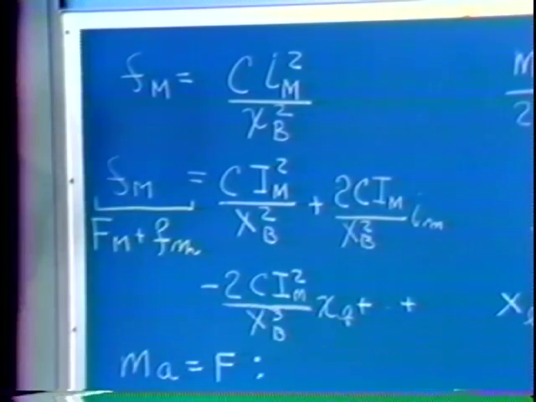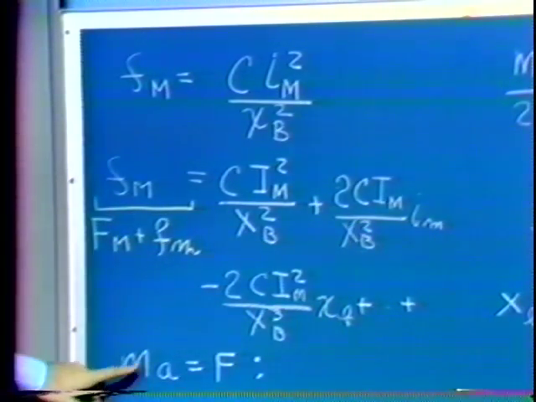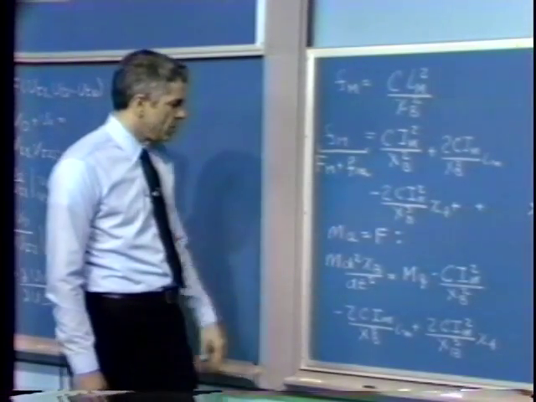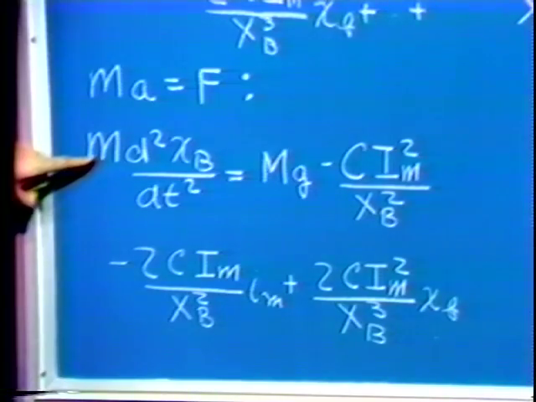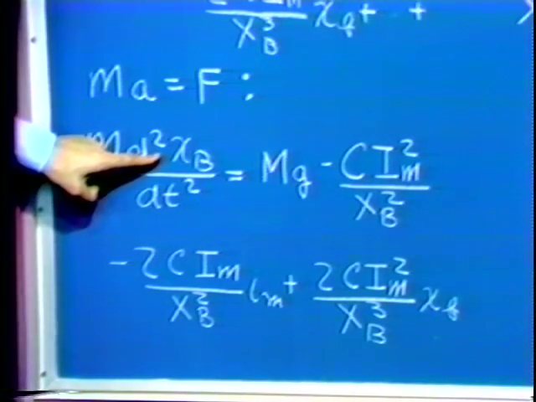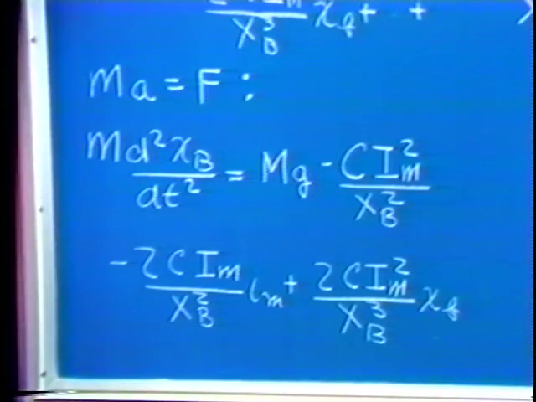Well, let's use this incremental relationship between magnetic force and the two variables of interest, in particular magnet current and ball position, to write F equals ma, or as I have things ordered, ma equals F. And that's simply the mass of the ball times the second derivative of ball position with respect to time, that's ma, equals the total force on the ball.